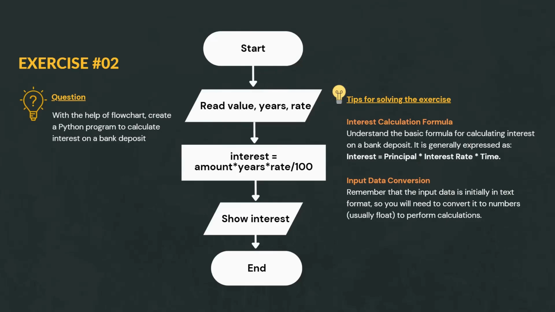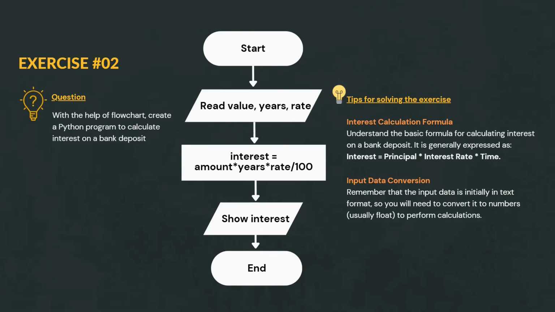So here is what we are trying to do. Here is what the flowchart actually says for this exercise. We are going to start. We are going to take the values like amount, years and rate. And we use this formula, which is interest equal to amount into years into rate by 100. And then we will show the interest, and then that's the end. So that is how we'll stop.